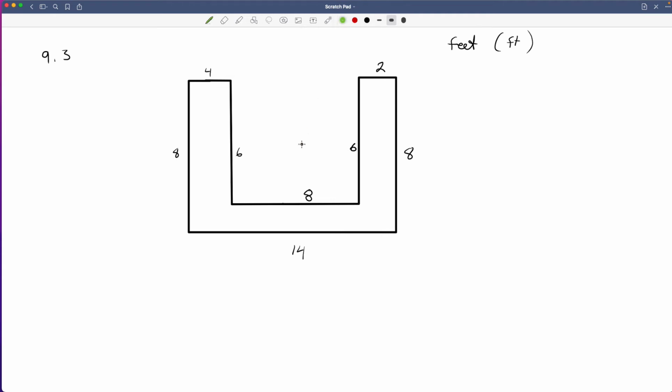4 and 2 is 6, plus 4 is 10, plus 2 is 12, plus 4 more, that's going to be 16. So 6, carry a 1, this will be 1, 3, 4, 5. 56 feet, and we do not put a period. That is the perimeter of this shape. Easy peasy.